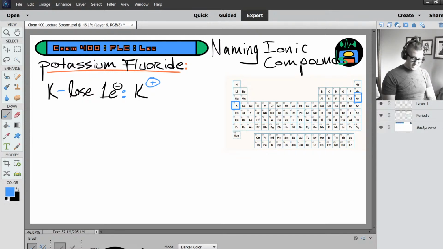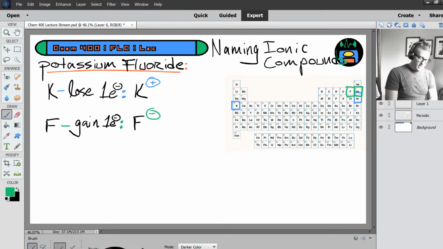All right. Now let's take a look at fluorine. Where does fluorine land on the periodic table? Fluorine is number 9. Its nearest noble gas is neon, number 10. So fluorine will gain 1 electron when it becomes an ion. And if you've gained 1 negative charge, that means you will have a net charge of -1. So this is the potassium cation and the fluoride anion.